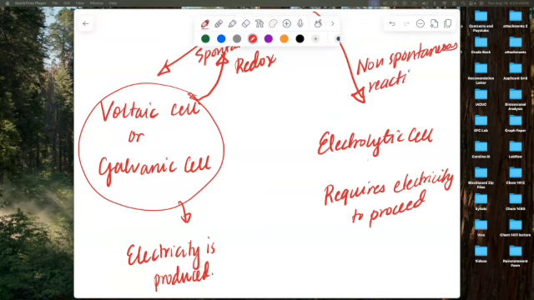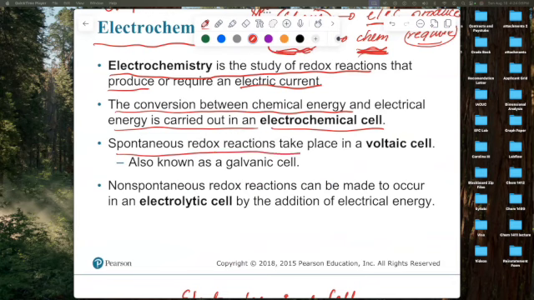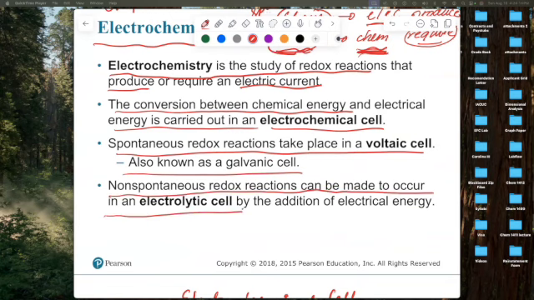We defined this in the previous chapter, right? Chapter 18 mentioned if a reaction requires energy to even start, that reaction is classified as non-spontaneous. If it doesn't require energy to start, then that reaction is defined as spontaneous. So, going back, spontaneous redox reactions take place in voltaic cells, also known as galvanic cells. I already covered that. A non-spontaneous redox reaction can be made to occur in an electrolytic cell by the addition of energy. When you're adding energy to a system, that system ceases to be spontaneous because it requires energy to begin.